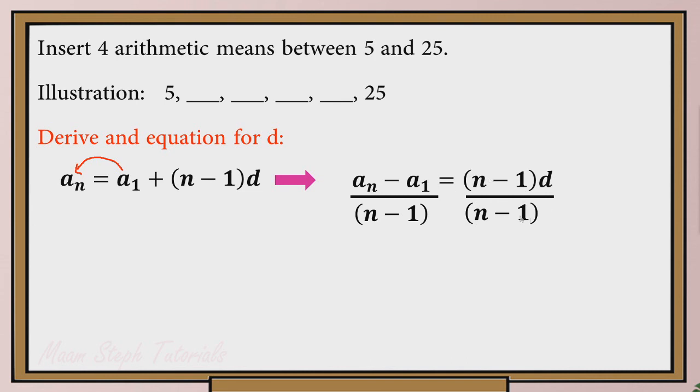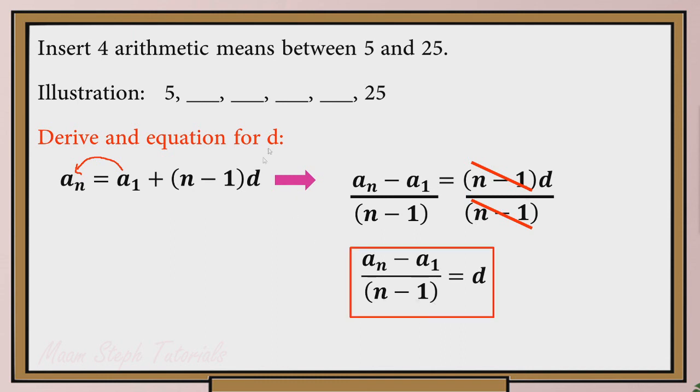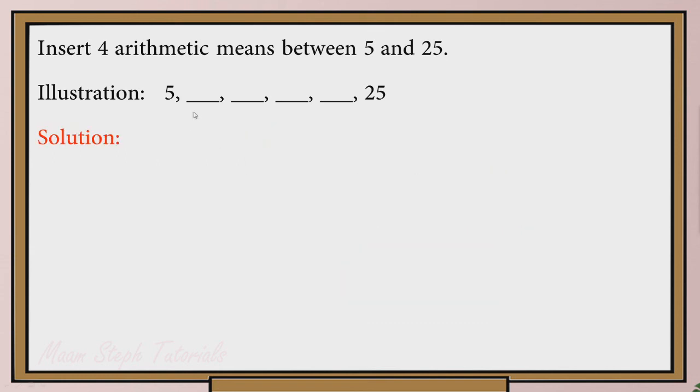So, once we do that, n minus 1 divided by n minus 1, that will be equal to 1. So, this will be 1 times d. So, d pa rin. Kaya we have d equals a sub n, or the last term, minus the first term, divided by n minus 1. Okay, so that's our formula for getting the common difference. So let's continue with this problem.